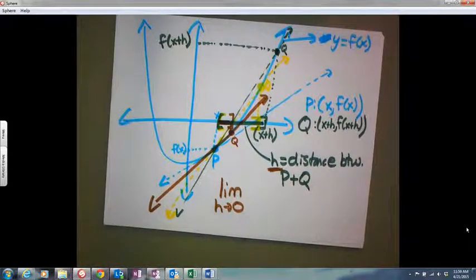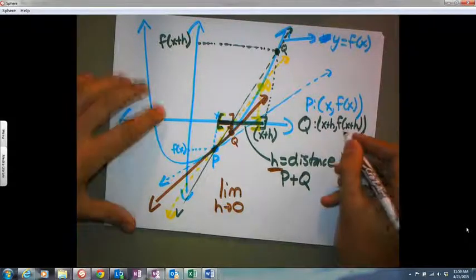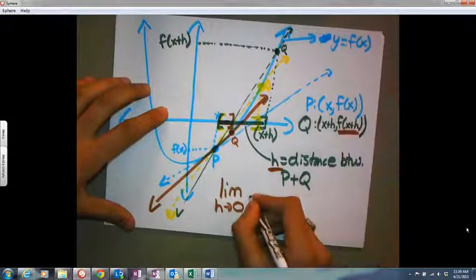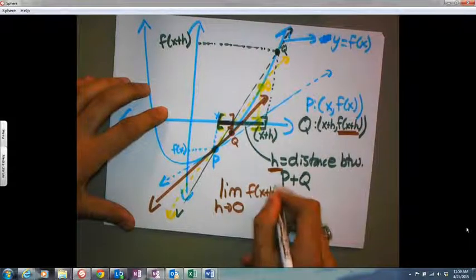And what are we looking for here? We're talking about slope. What's the equation for slope? y2 minus y1 over x2 minus x1.